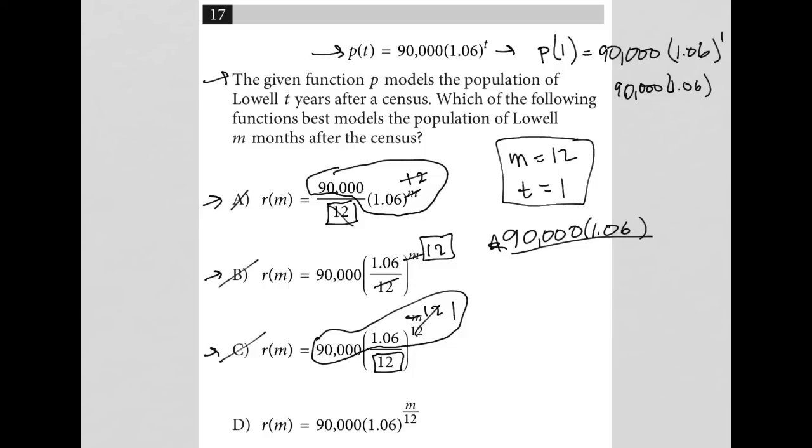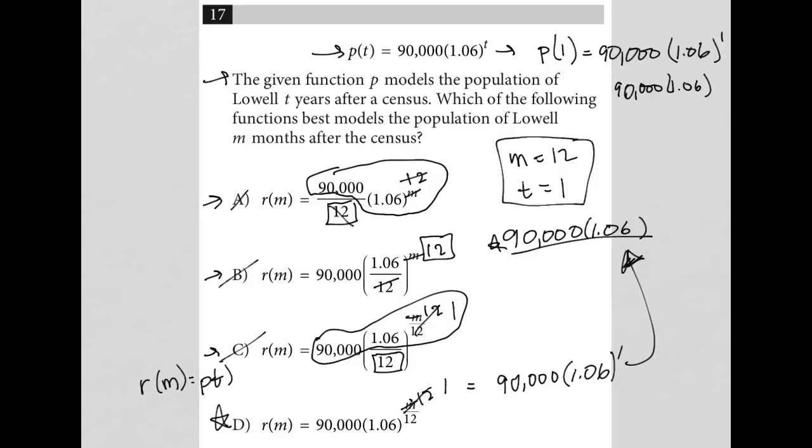And then lastly, choice D, by replacing m with 12, this whole thing becomes 1, and then I get exactly what I want, right? I have 90,000 times 1.06 to the first power, which is exactly this, which means that choice D is equivalent. The function r of m is equal to P of t when m equals 12 and t equals 1, because that's exactly what we'd expect to happen.